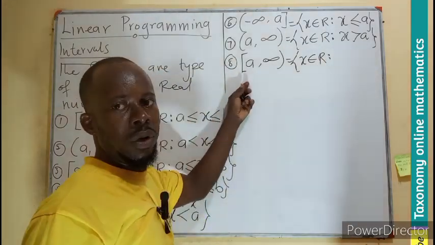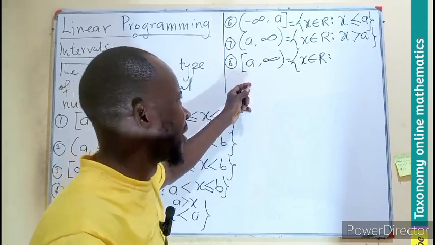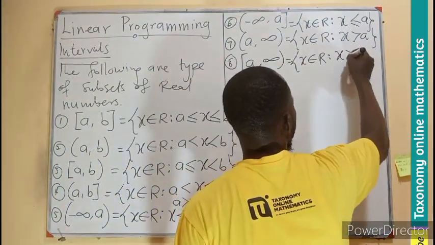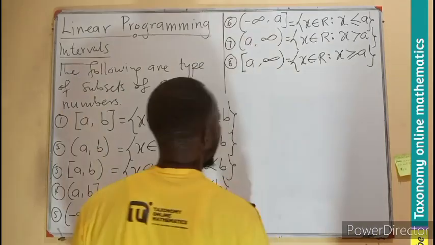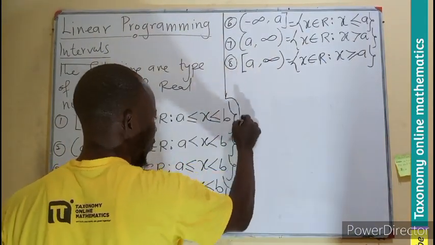I believe at this point you know what to do. With the symbols we are having, it means that X is greater than or equal to A. Then let's take the last one.